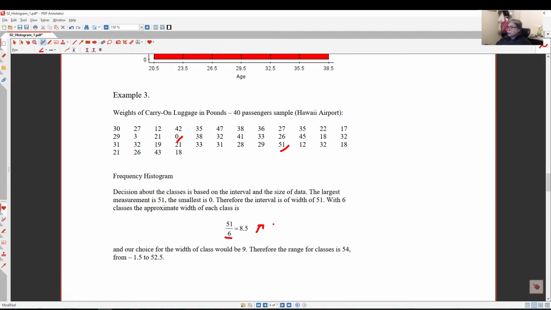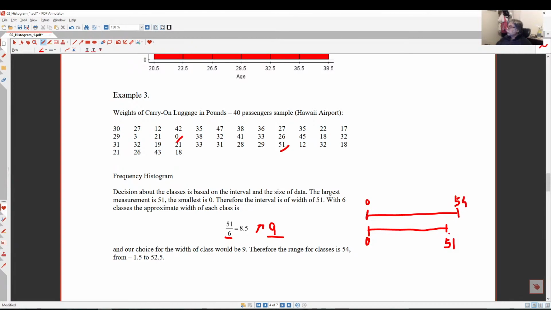If you round this and you use the width of a single class to be 9, then you're going to have to cover the data that is between 0 and 51 with a cover that is 9 times single class width, 6 of them, 54. 9 times 6. So you could choose to make a 1 to 54. I should say 0 to 54, right? 0 to 54.